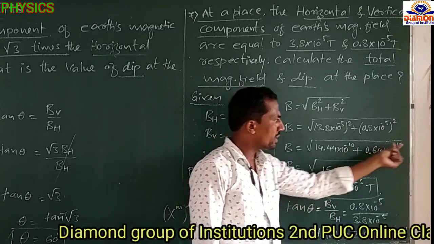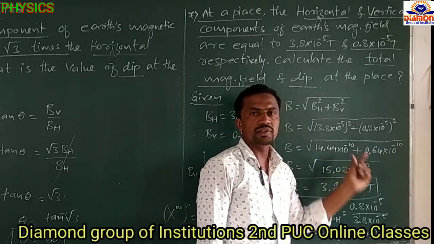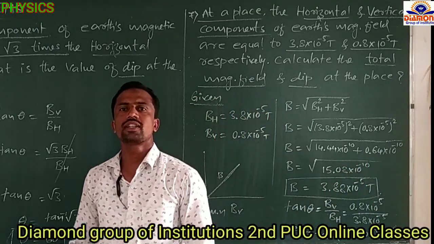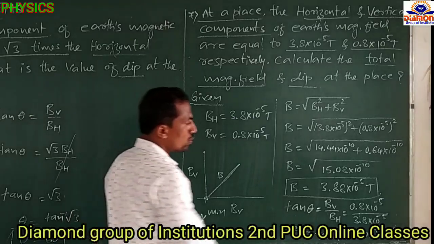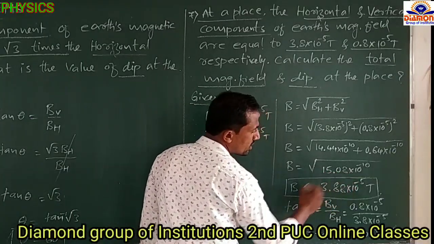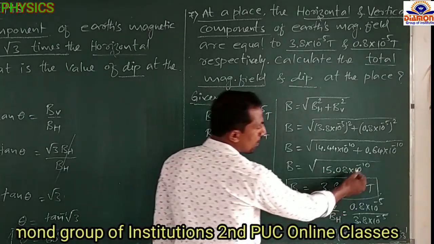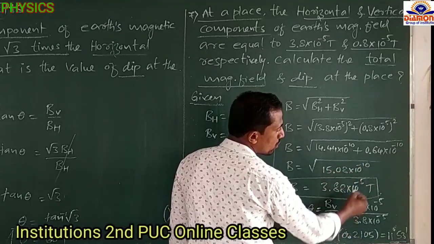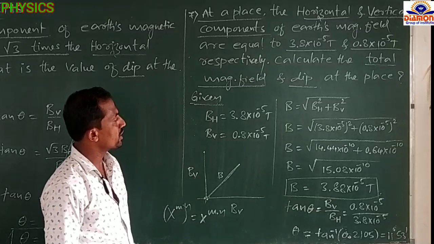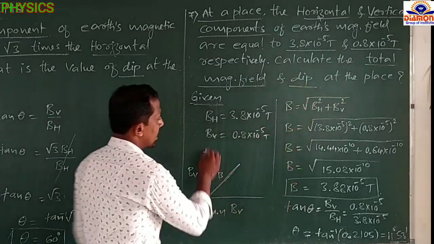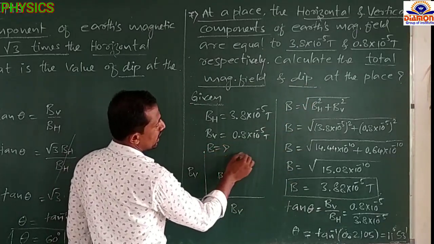10 to the power of minus 10, 10 to the power of minus 10. In between there is a plus, so we have to take the common factor; that's why we take minus 10 common. Then the root of 15.08 is 3.88, and the root of 10 to the power of minus 10 is 10 to the power of minus 5. Next, one more point is given: we are calculating the total magnetic field and dip.